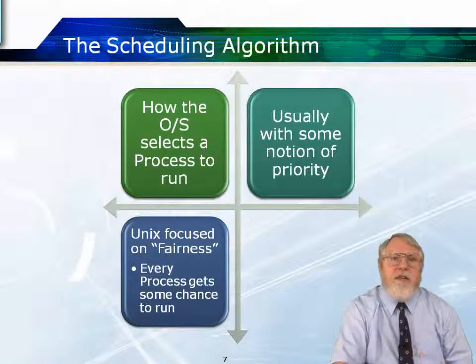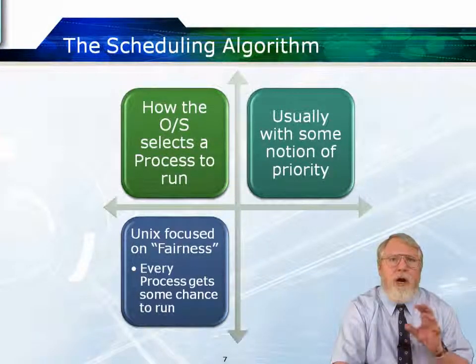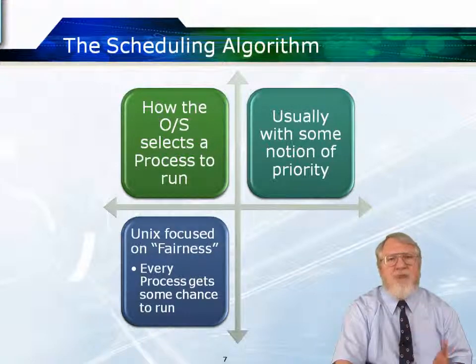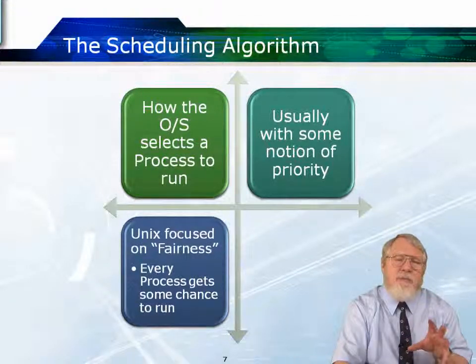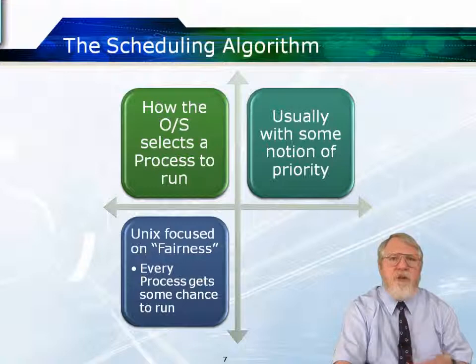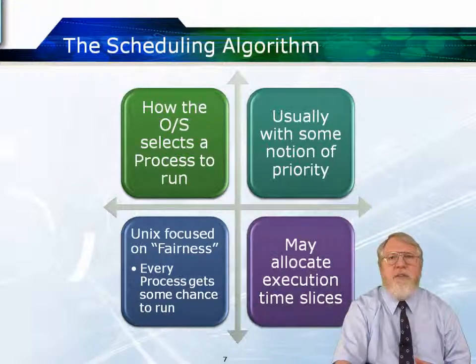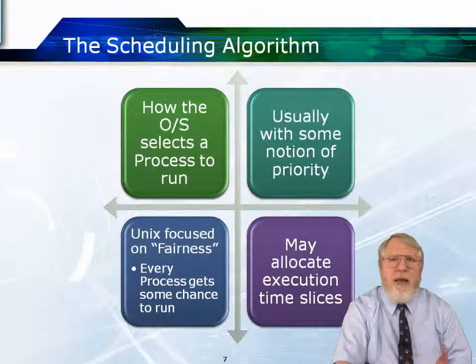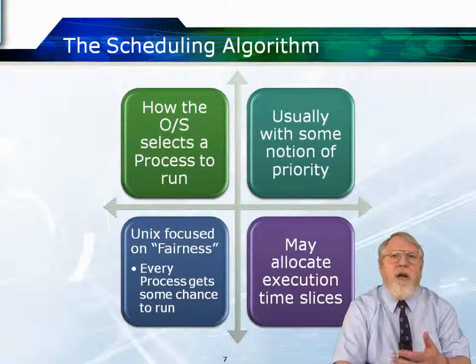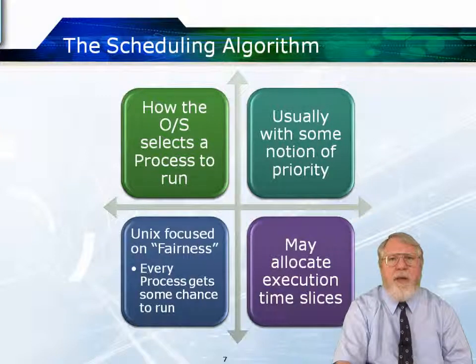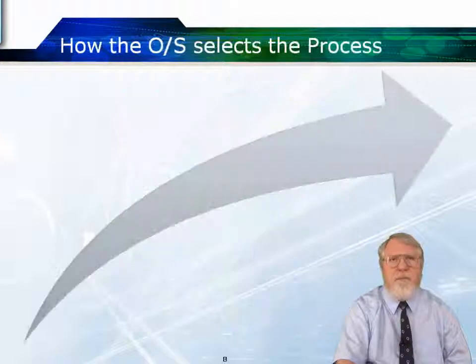Unix has this concept of fairness, where every process gets a chance to run, and that operating system is very much focused on making sure that all of the processes have some time to run. Some operating systems may allocate execution time slices so that either the concept of fairness or prioritization can be implemented using the length of the time slice to control how much processor time any given process gets.